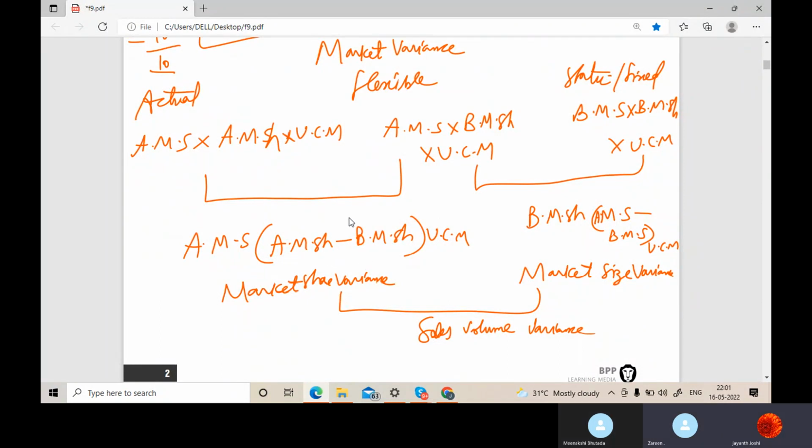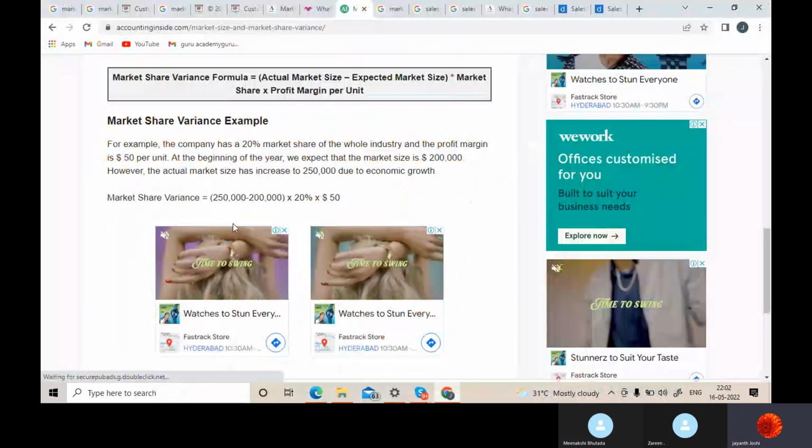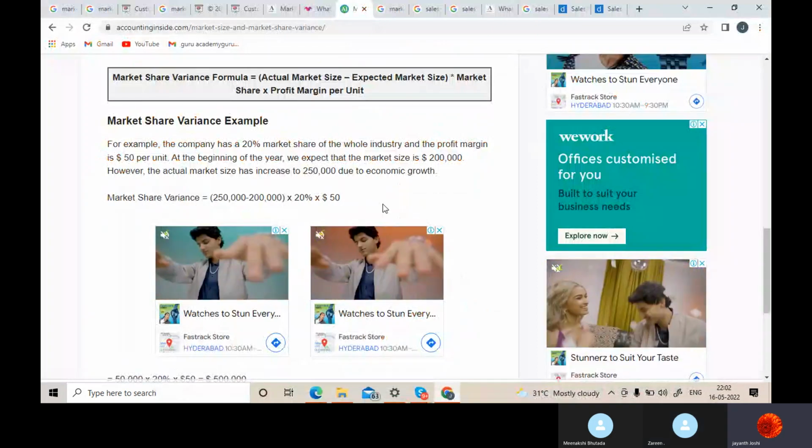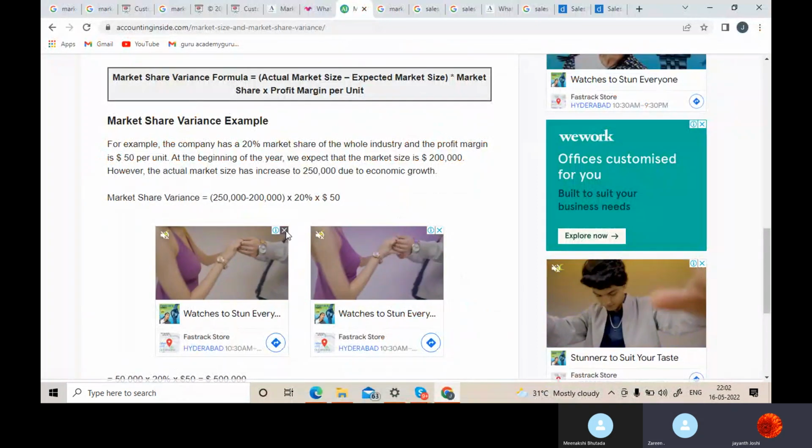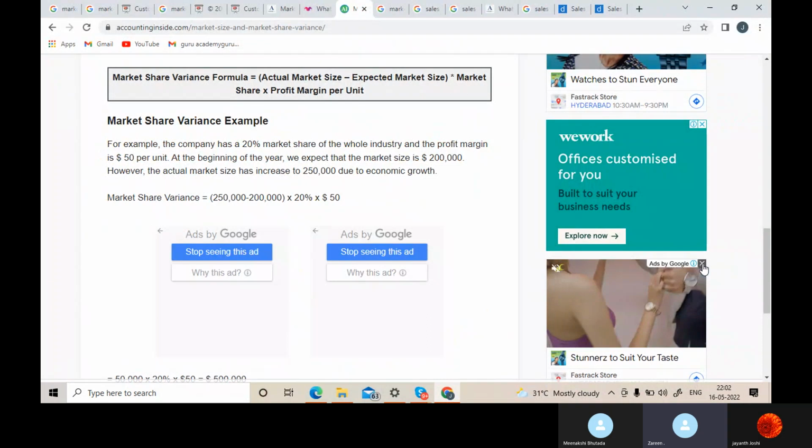Yes, sir. What do you mean by variance? Variance is nothing but the difference. We estimated this, and this is what we are getting. So the understood fact is that it is market size variance. The difference will be in size, and market share will be outside. They are writing a different heading and giving a different thing. So it should be market size variance.